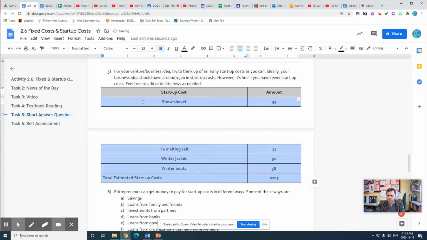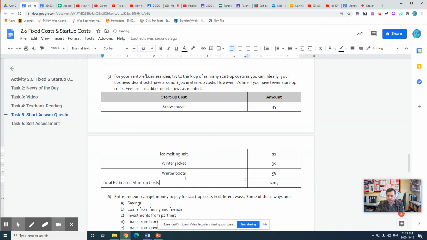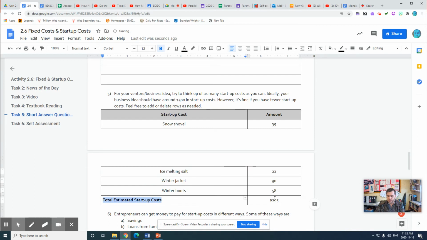And you'll need these numbers for your business plan. Your business plan is a final project. And in your final project, one part of it will be, show me what startup costs you have. Show me that this business is affordable if you have, say, $500 or less.